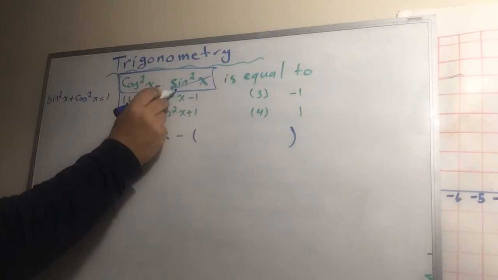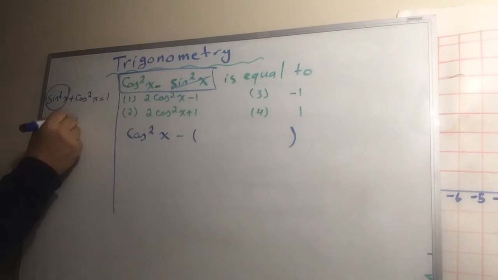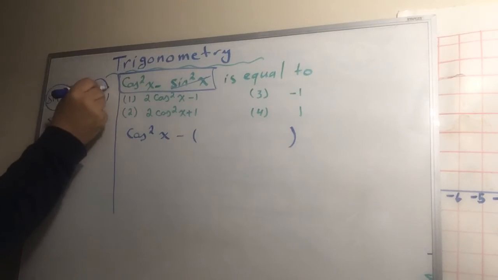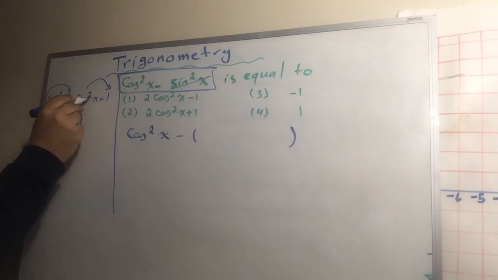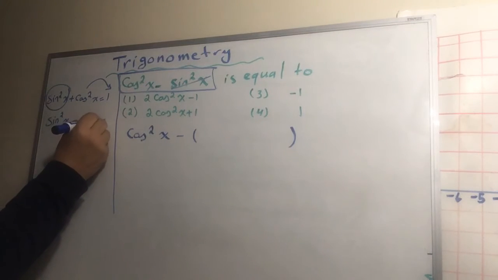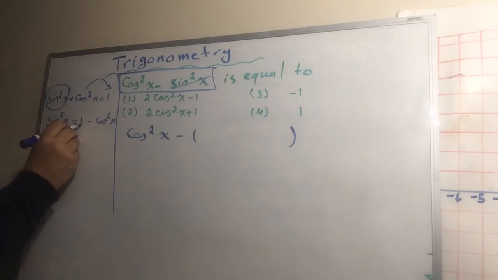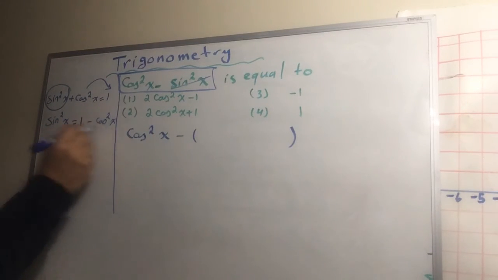When we're looking for sine square of x, right here, this is sine square of x. So keep sine square of x and keep equals and keep 1. And then move cosine square of x to this side. So cosine square of x, it has to be cosine square of x. And when you move, you have to change the sign. Right here, this is positive, it has to be negative. So sine square of x equals 1 minus cosine square of x.